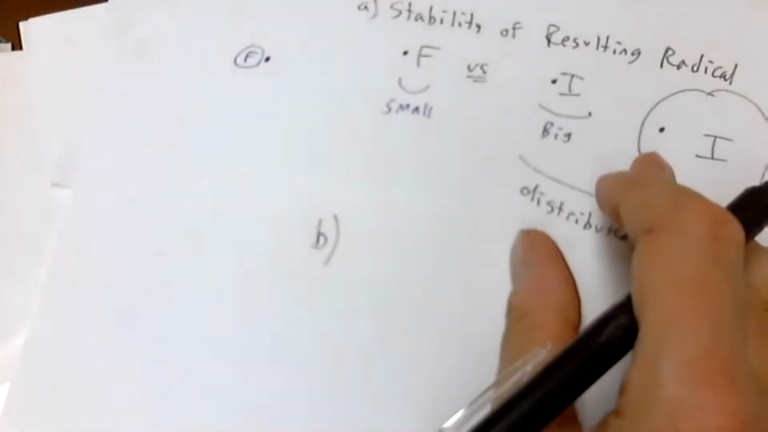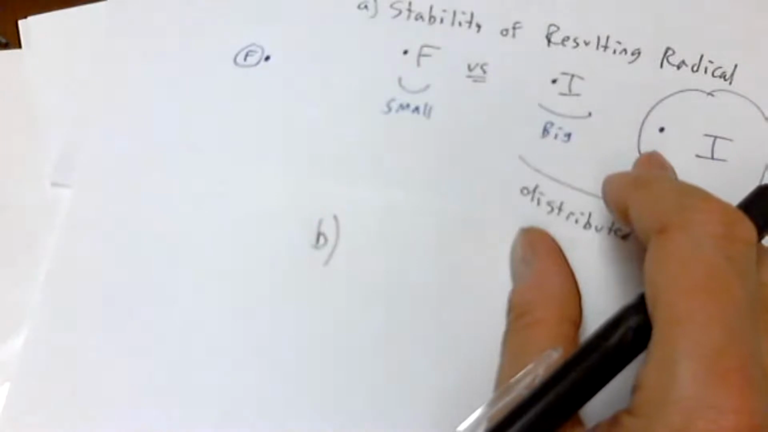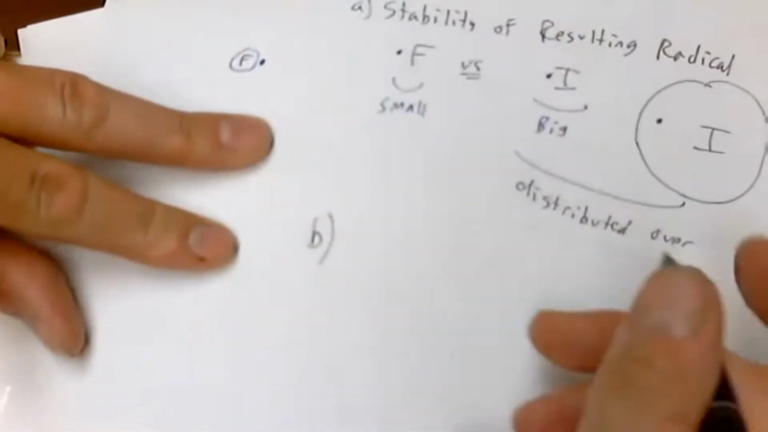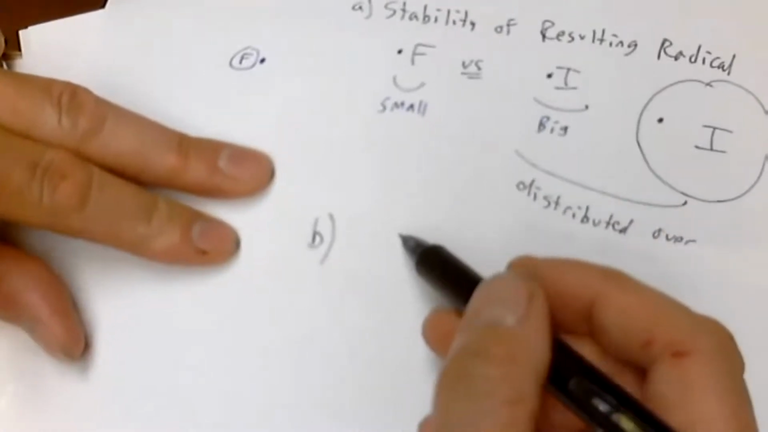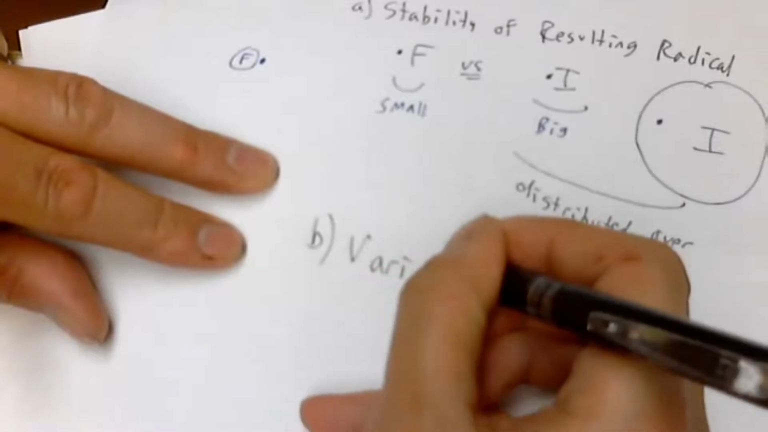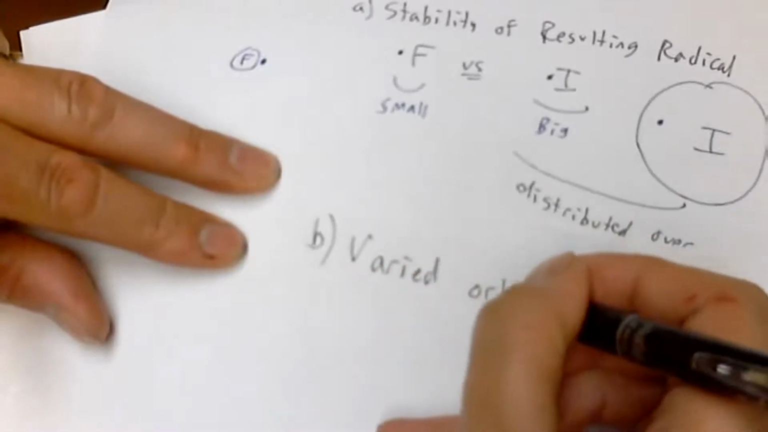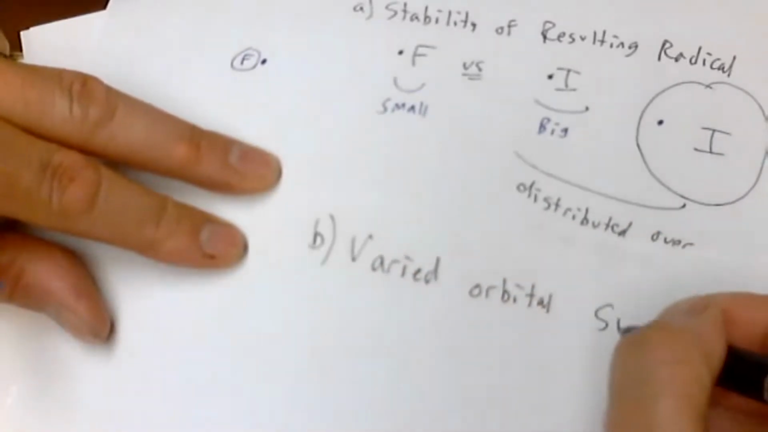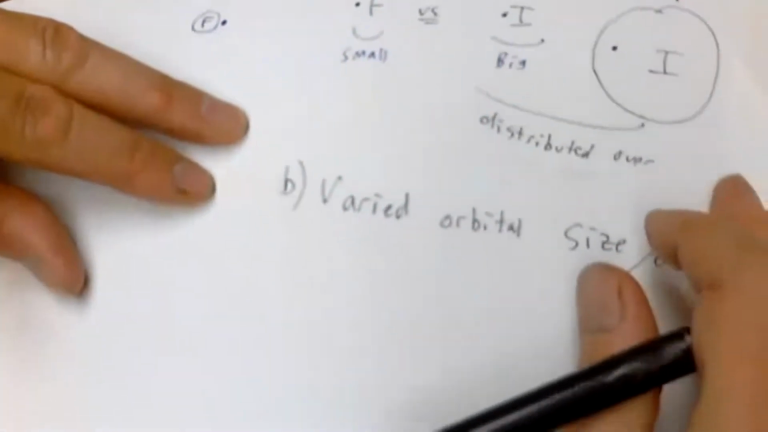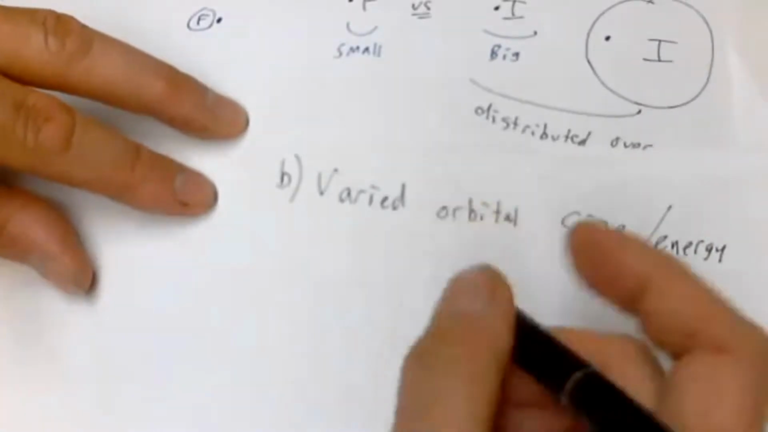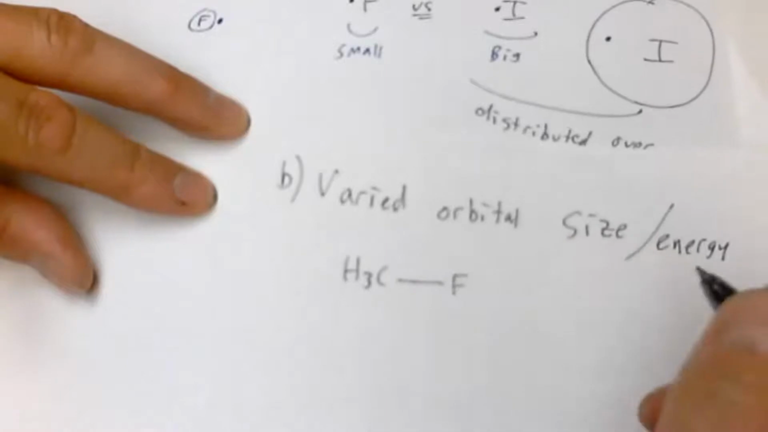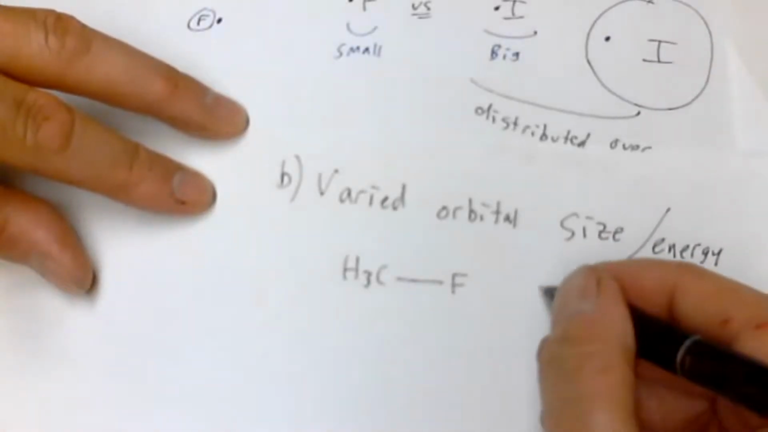Okay, so that's A. What about B, which is the other reasoning? Between small atoms and big atoms, there's a varied orbital size and energy. So think about fluoromethane versus iodomethane.